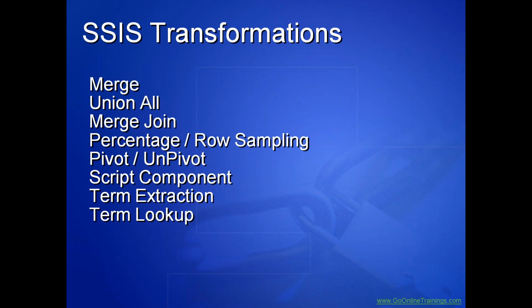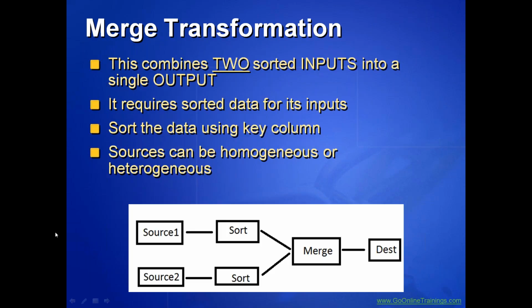Very good. Now for today, we're going to be discussing some more transformations: merge, union all, merge join, percentage and row sampling, pivot and unpivot transformation, script component, term extraction, and term lookup transformations. This is what I'm going to be discussing today.